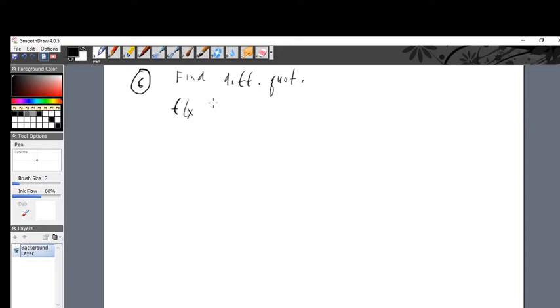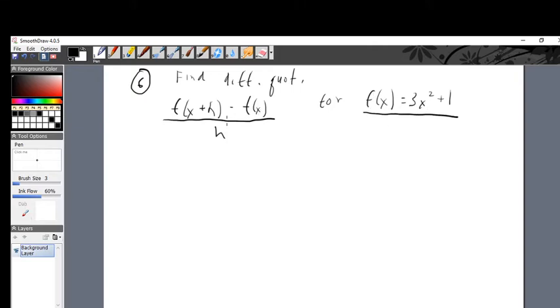f of x plus h minus f of x, over h. Part of the question is which function they want you to do this for. This is the given: f of x equals 3x squared plus 1. Now, here comes working on the answer. We need to find f of x plus h. We know what f of x is. It's part of our given. But what is f of x plus h?